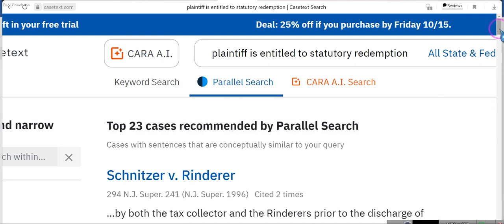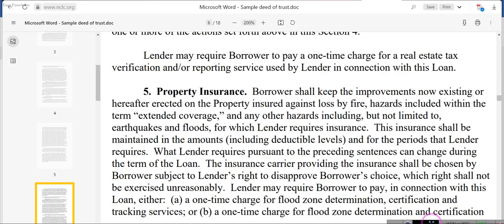Ladies and gentlemen, usually each state has a redemption law. You can check through Google: statutory redemption, and then your state. Now, here is something they are not going to tell you about. So give me a second so I can locate what I need to show you, and then I will bring you there.